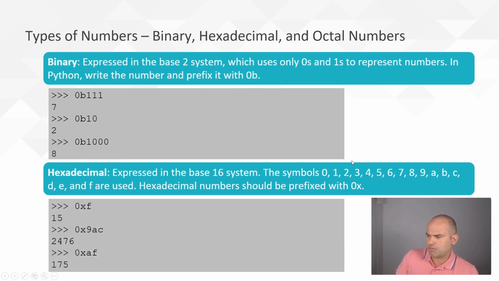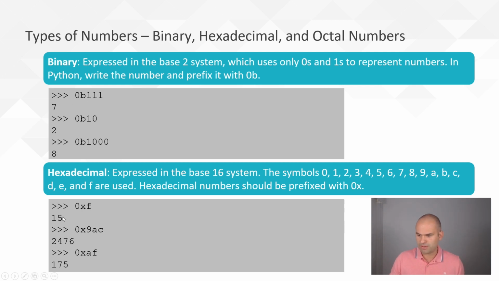Hexadecimal numbers work on the base of 16, so you count 0, 1, 2, 3, 4, 5, 6, 7, 8, 9, and then 10 is A, 11 is B, 12 is C, D is 13, E is 14, and F, conveniently, is 15. So 0x denotes hexadecimal, just like 0b denotes binary.